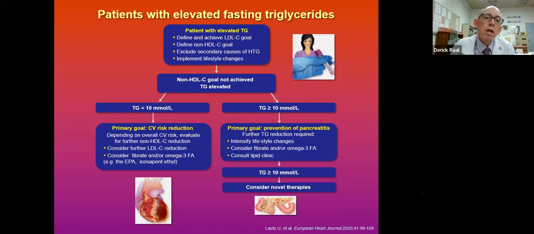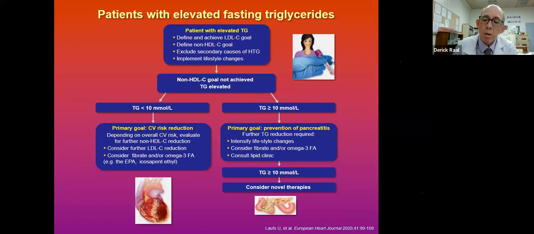In that category, most important is diet and lifestyle, because many patients with mildly elevated triglycerides, if they are overweight and lose weight, will reduce their triglyceride levels. Here, the primary goal is to try and reduce cardiovascular risk. And importantly, it's to get the LDL to target.